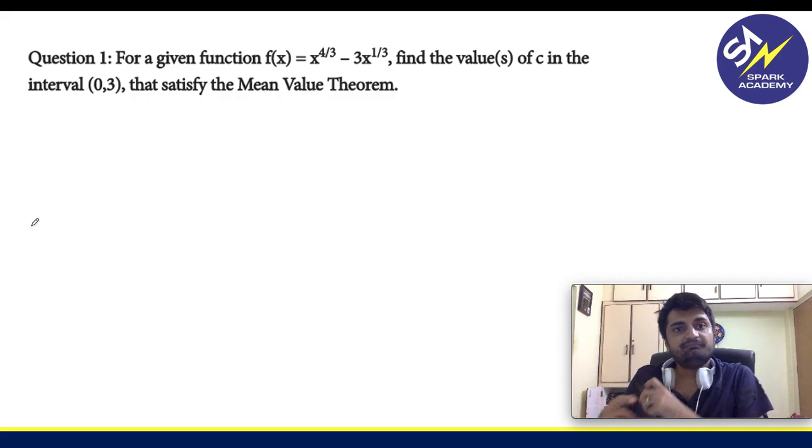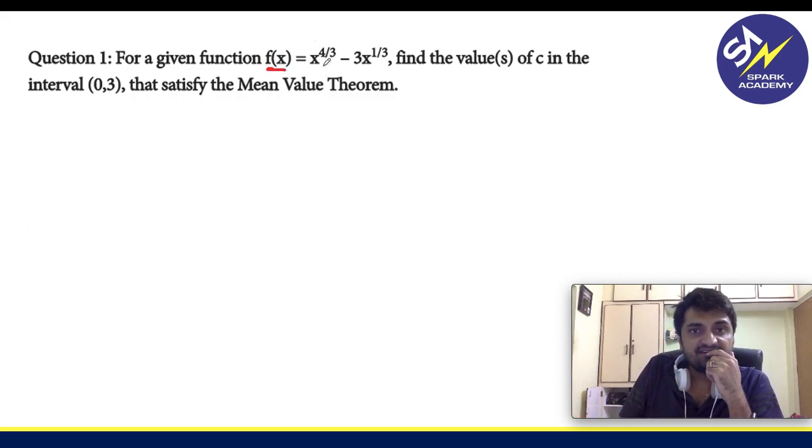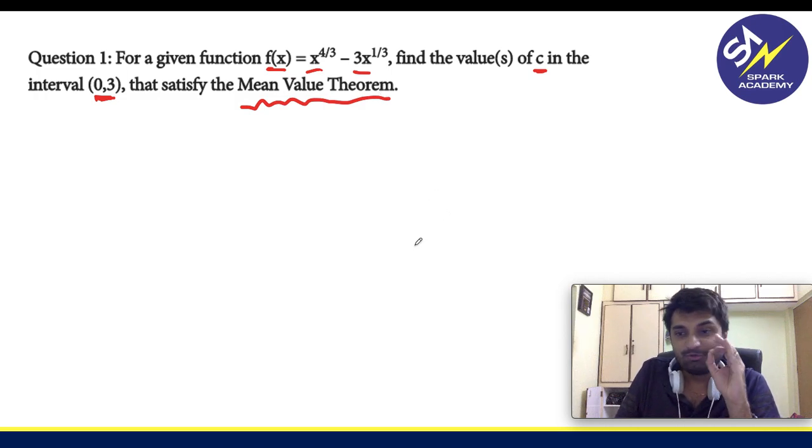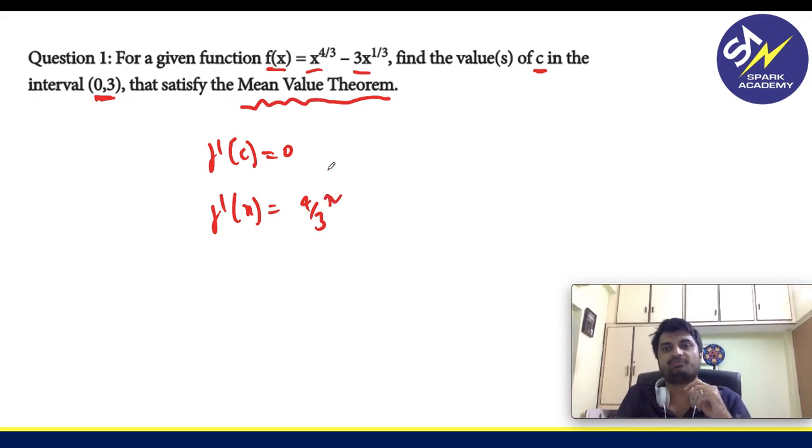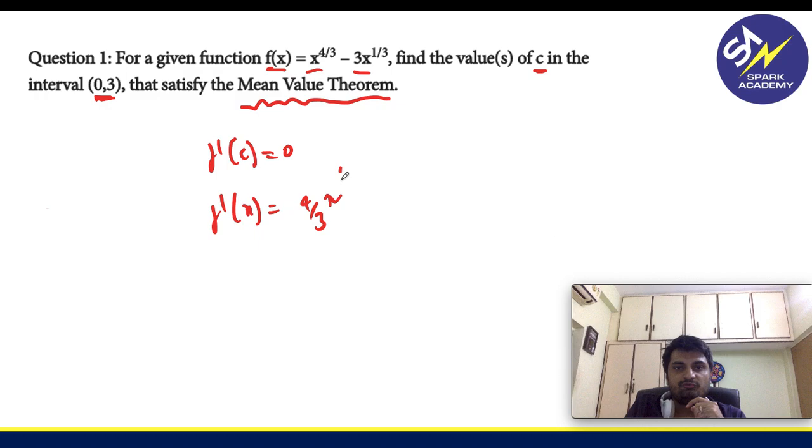The first question, given f(x) is something they have given, then the value of c in the interval (0, 3) that satisfies the mean value theorem. So what do you have to do? You need the value of c, right? So I can say f'(c) equal to 0. So find out f'(x). Derivative of x^(4/3) is 4/3 x^(4/3 minus 1), which is x^(1/3), right? 4/3 x^(1/3), minus 3 times 1/3 into x^(1/3 minus 1), which is minus 2/3.